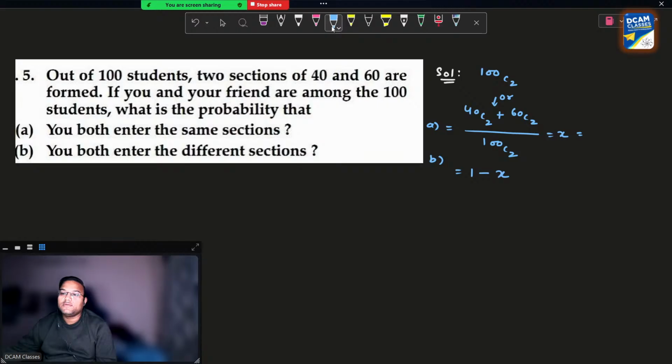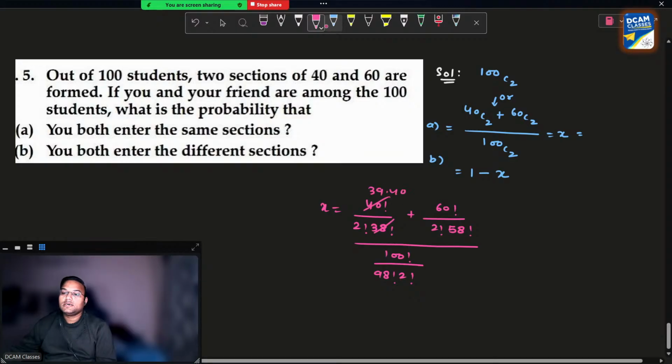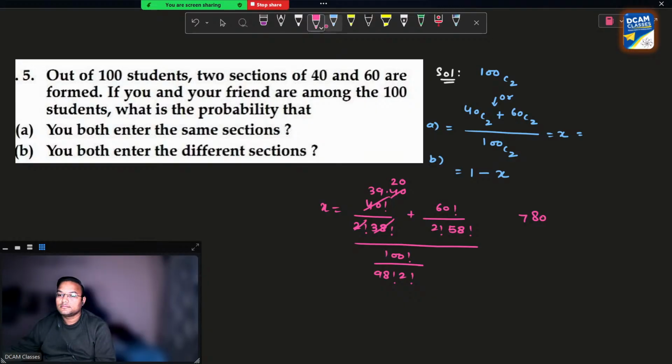If we try to solve it, we'll get the value of x as 40 factorial divided by 2 factorial into 38 factorial, plus 60 factorial divided by 2 factorial into 58 factorial, divided by 100 factorial by 98 factorial into 2 factorial. This is 39 into 40 by 2, which is 780, plus 59 into 60.